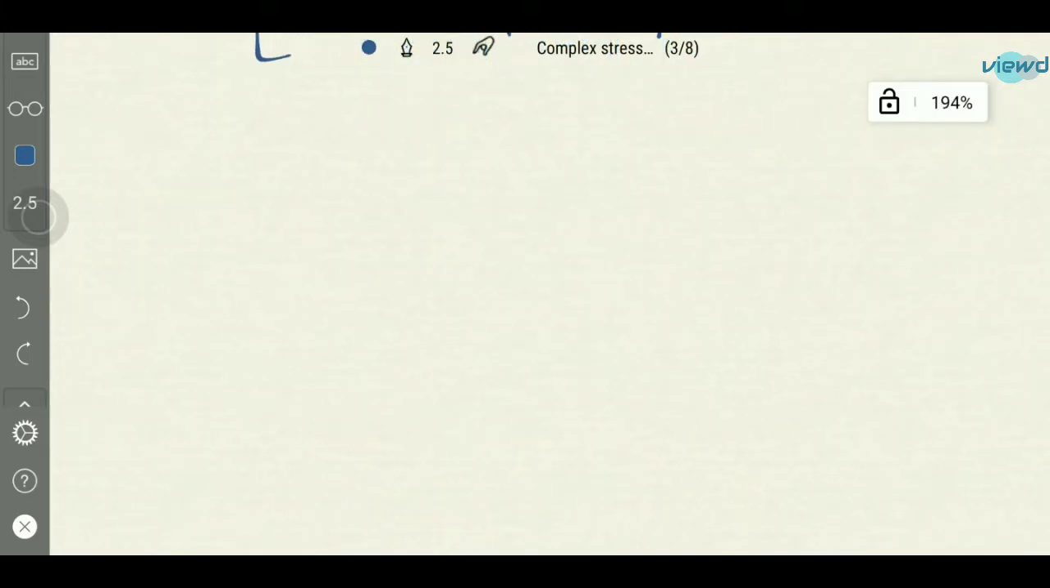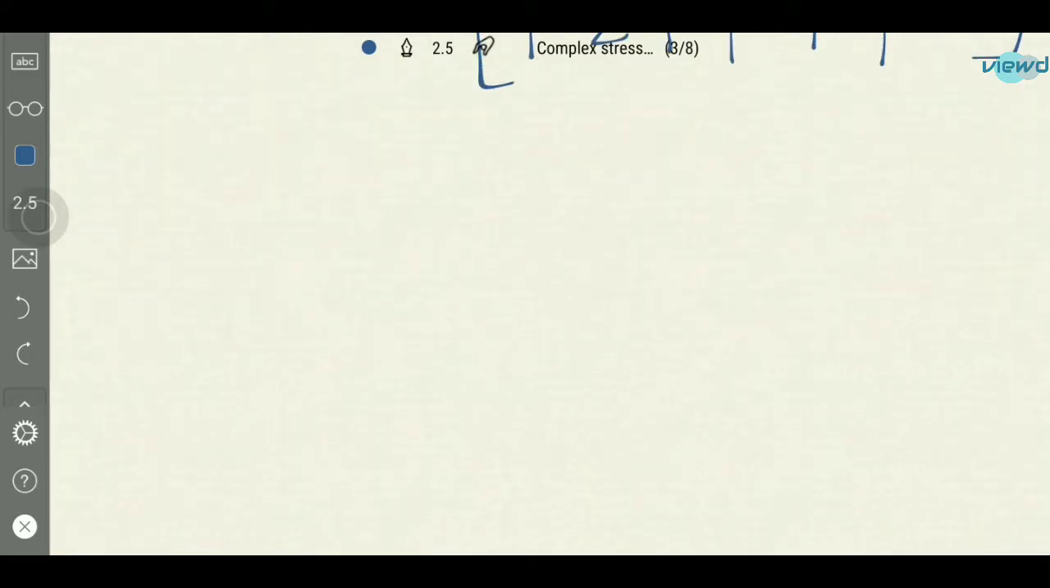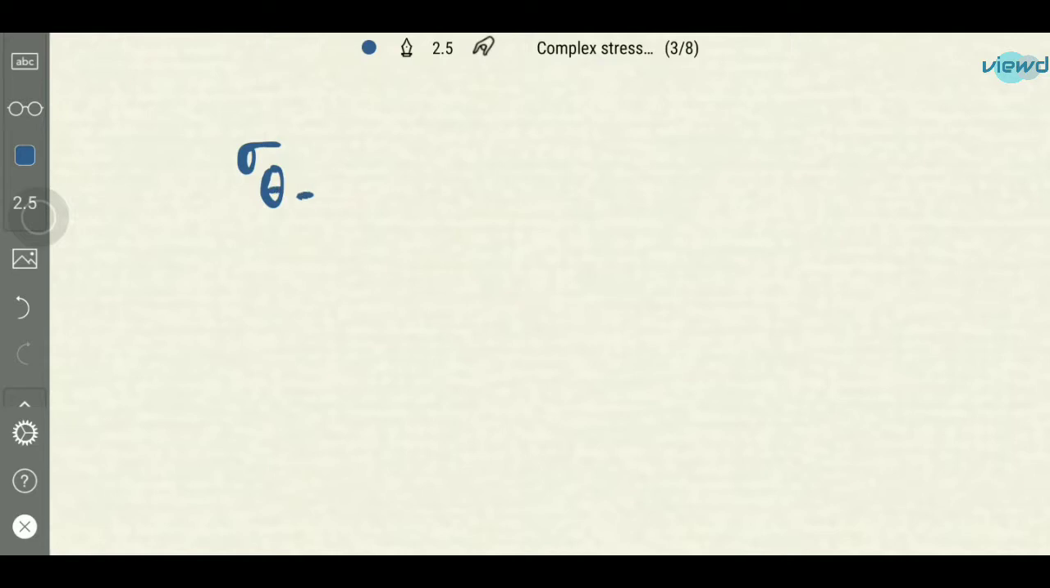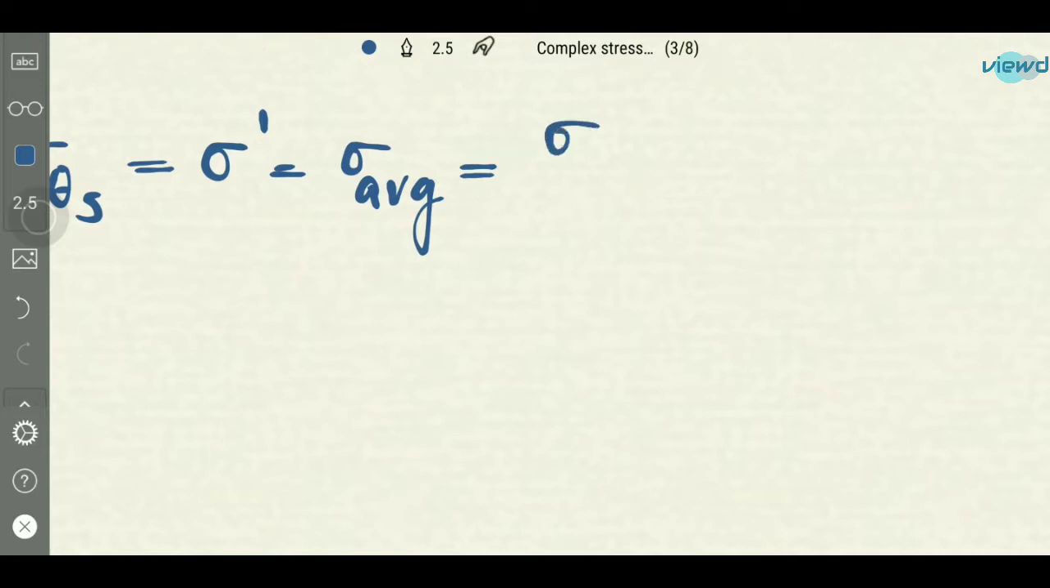The principal plane is the plane where shear stress is 0, and the normal stresses on the shear-free plane are the principal stresses. But when maximum shear stress is present on a plane, it does not mean that the normal stresses will be 0 on that plane. So normal stresses have value on that maximum shear plane also. So what will be the normal stress on the maximum shear plane? It is given by sigma theta s, or it can also be represented as sigma dash or sigma average, which is equal to (sigma 1 plus sigma 2) by 2.